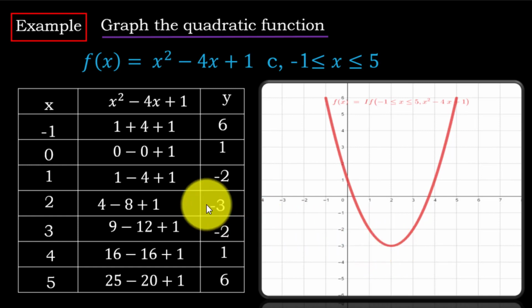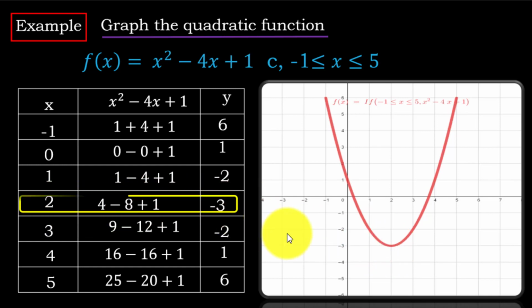If we go to 2 and -3 in the table, we have here -2, 1, 6, and we have here -2, 1, 6. So the value of the function before the vertex point, or before 2, is the same as the value of the function after 2. Okay, so this point is called the vertex point. The vertex point will be 2, -3.